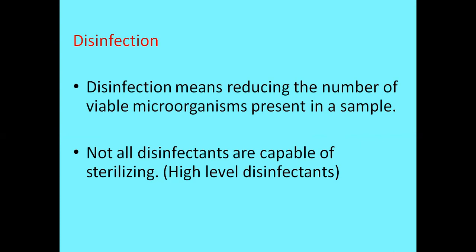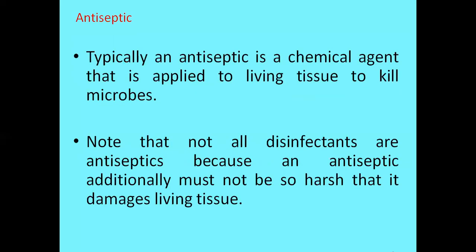Based on their action, disinfectants are classified into three categories: low level, moderate level, and high level disinfectants. High level disinfectants kill 100% of microorganisms, so they can be used both as disinfectants and for the sterilization process. One example is ethylene oxide gas.